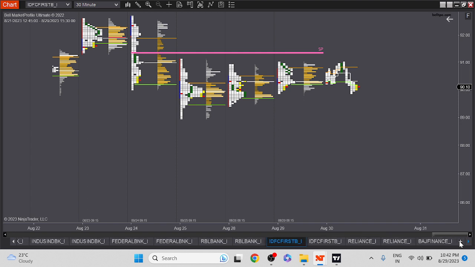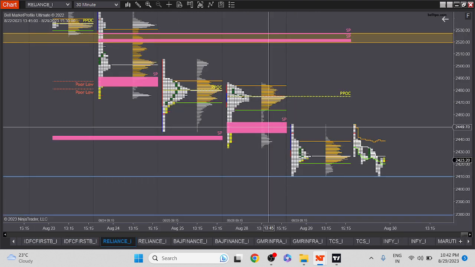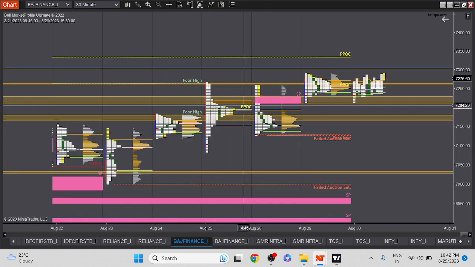I think others were sideways, but if you see Reliance, exactly the high was a single print. So yesterday we discussed if Reliance goes above 2454, then only we will look for a buy in Reliance. But if you see today's high, exactly 2454, and Reliance was not able to go in the upside direction. So Reliance saw a resistance. So until 2454 is crossed, there would not be any short covering in Reliance. So wait and watch.